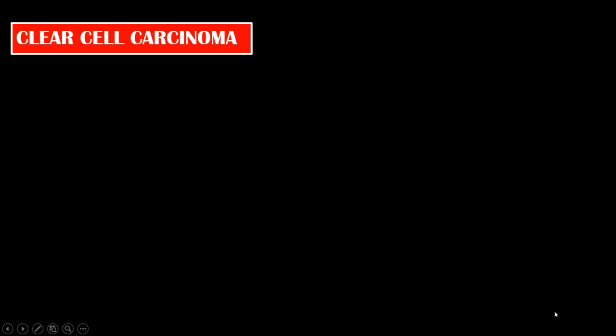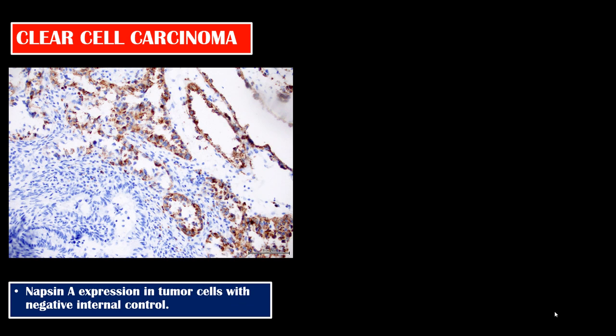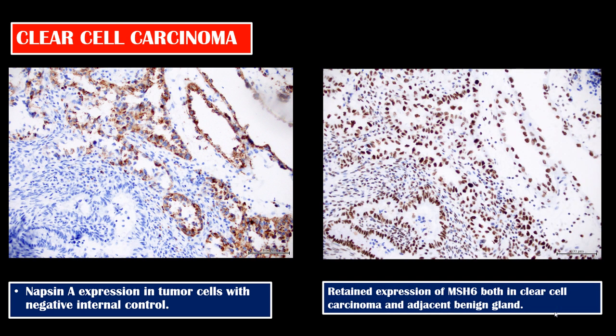Immunohistochemistry of clear cell carcinoma. Here we see napsin A expression in tumor cells with negative internal control. Here we see retained expression of MSH6, a DNA mismatch repair enzyme gene, both in clear cell carcinoma and adjacent benign gland.